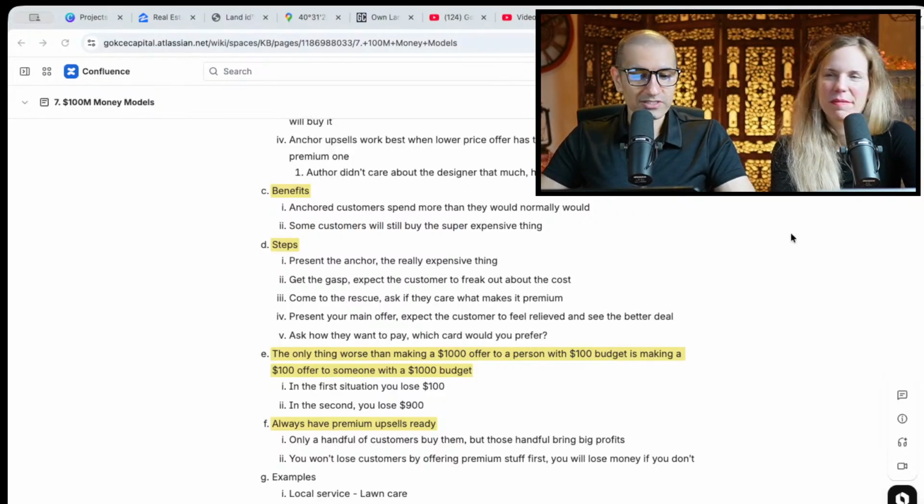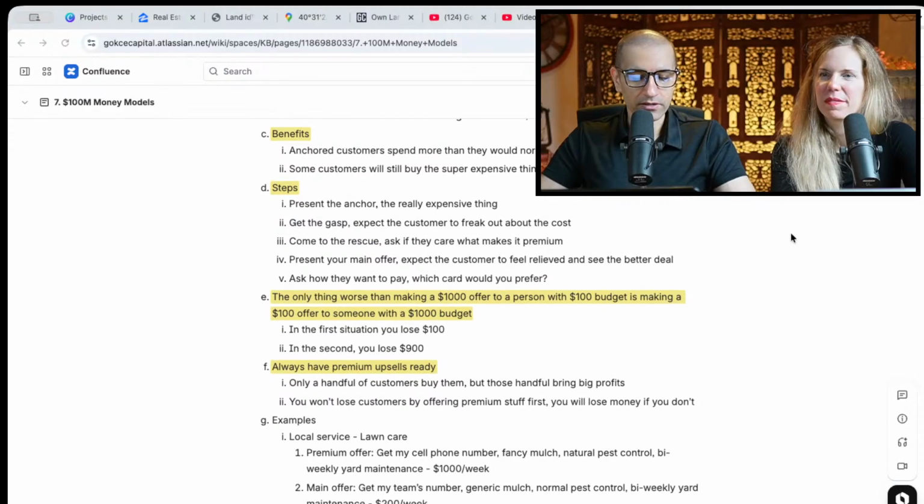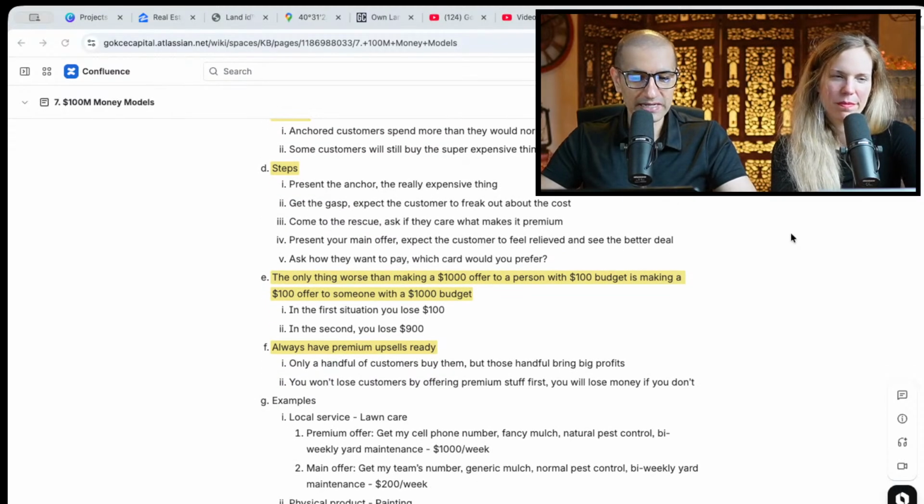So what are the steps? How do you execute an anchor upsell, right? So first you present the anchor, the really expensive thing, like the designer suit, then get the gasp, expect the customer to freak out about the cost, then you come to the rescue, ask if they care what makes it premium, then you present your main offer, expect the customer to feel relieved and see the better deal. Ask how they want to pay, which card would you prefer?